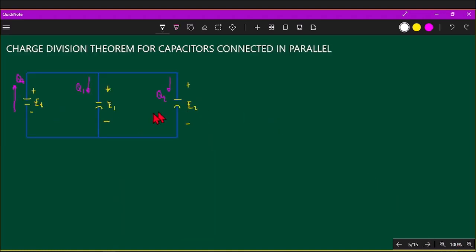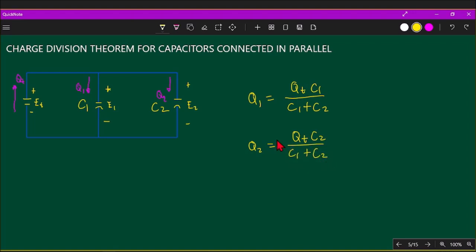Okay, next we have the charge division theorem for capacitors connected in parallel. For this one, to get the charge on each branch of this capacitor, for example Q1 and Q2, we first label the capacitances here. This will be our C1 and this will be our C2. So Q sub 1 will be equal to Q sub T times C1 over C1 plus C2. For the next one, for Q sub 2, this will be Q_T times C2 over C1 plus C2. So that is how we are going to use the charge division theorem for capacitors connected in parallel.